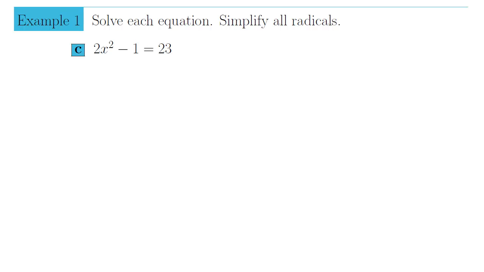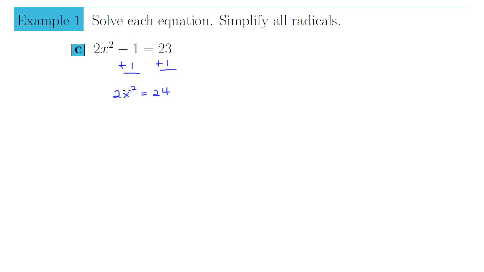Example 1c. Solve the quadratic equation 2x squared minus 1 equals 23. Now notice we have to do some algebra to rewrite this equation into a form quantity squared equals k. So let's begin by solving for x squared. To do that, we need to add 1 to both sides first, so let's add 1 to both sides. And that'll give us 2x squared equals 24.